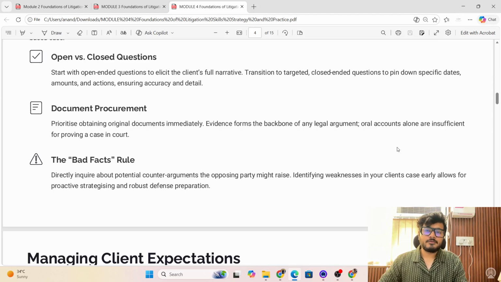So you have to have a very good defense. If you have to have a very good defense, the documents need to be there to support your claim. The evidence should be there.